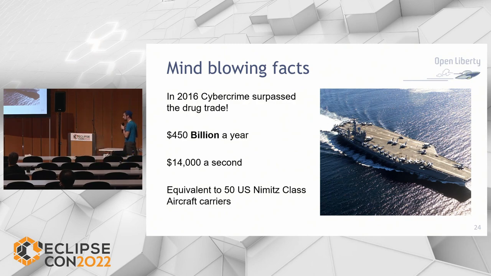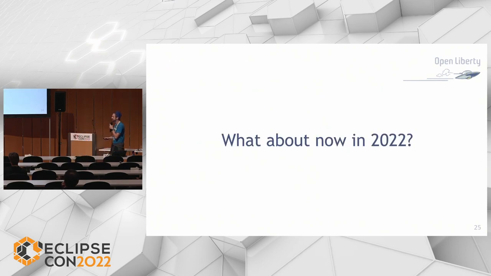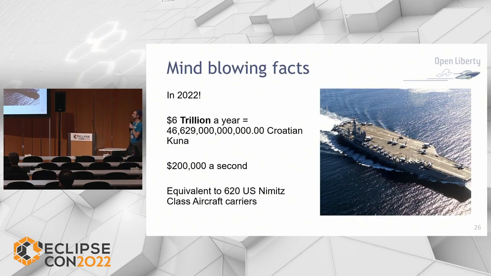But if I show you some crazy facts, in 2016, cybersecurity surpassed the drug trade in how much it makes. In 2016, that's $450 billion a year they're making, or $14,000 a second. That's equivalent to 50 of these humongous Nimbus aircraft carriers that the US have. That was in 2016. Do you want to know what it is in 2022? It's about $6 trillion a year.